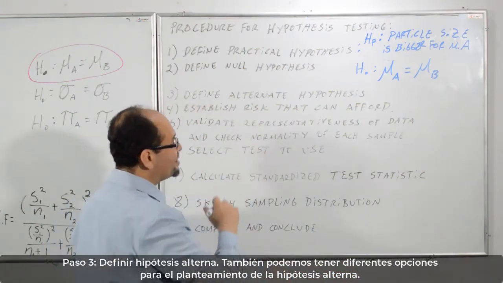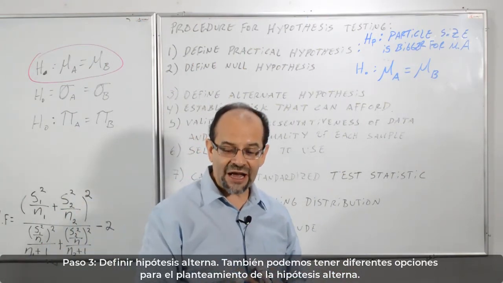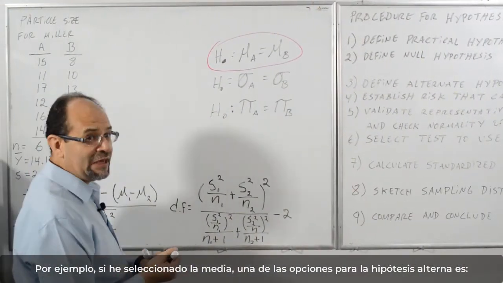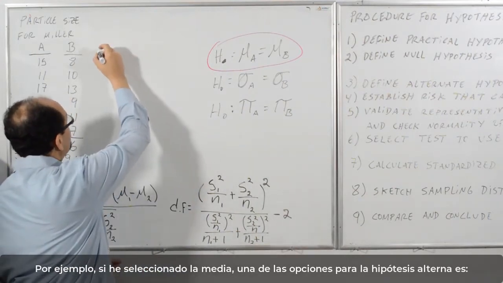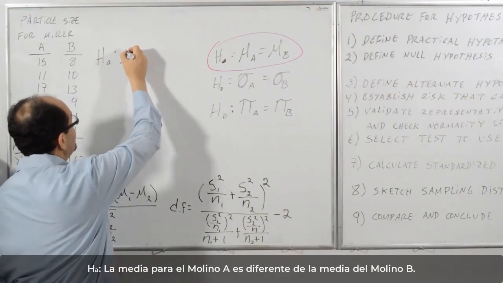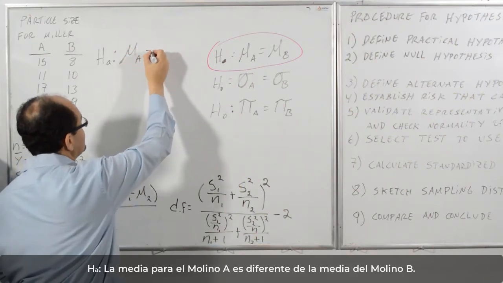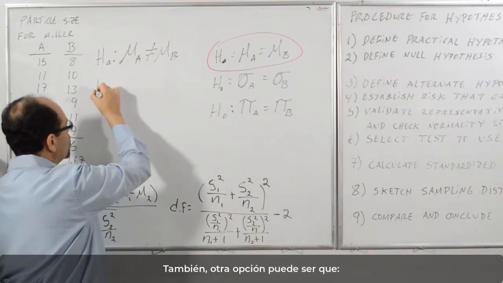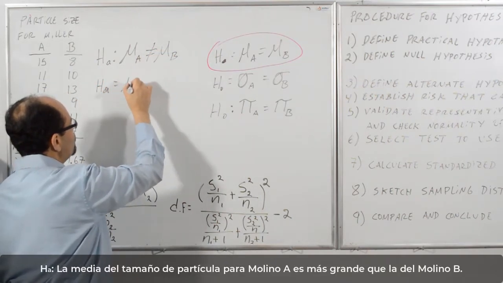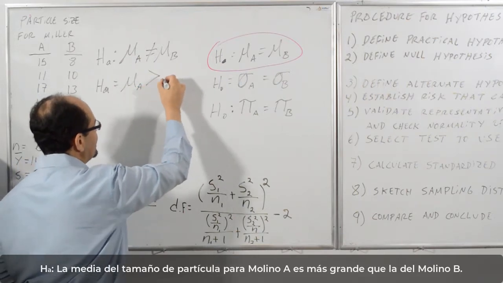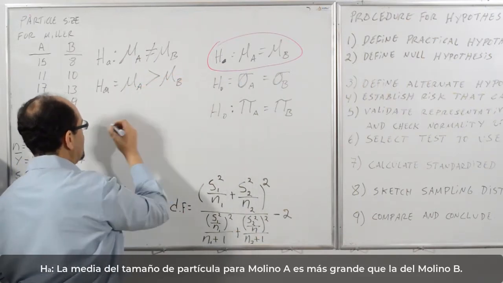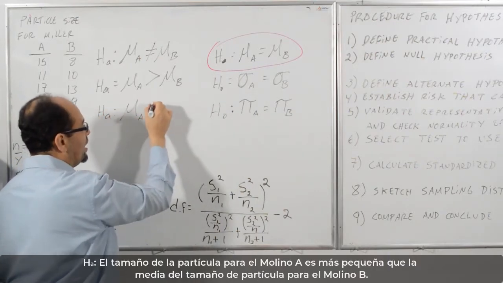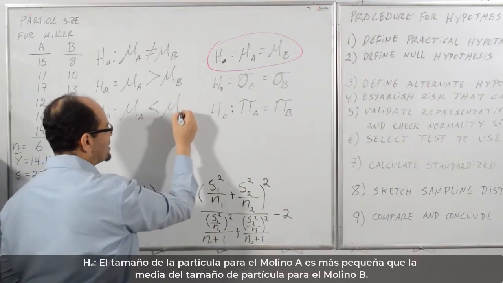Now, define the alternate hypothesis. Also, we can have different options for the alternate hypothesis. For instance, if I have selected the mean, one of the options for the alternate hypothesis is that the mean for Miller A is different than the mean for Miller B. Another option is that the mean for Miller A is bigger than the mean of particle size for Miller B. Or it can be that the mean of particle size for Miller A is smaller than the mean for particle size of Miller B.